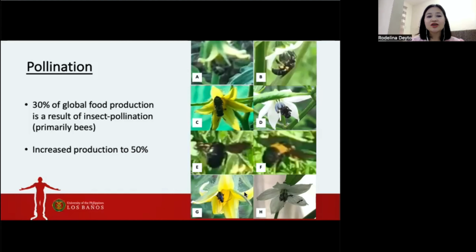So these are the floral visitors of tomato on the left side, and then on the right side, these are the floral visitors of hot pepper. Among these species, stingless bees, letter D, and Xylocopa, letter E and F, are the most numerous and the most frequent visitors throughout the flowering period.